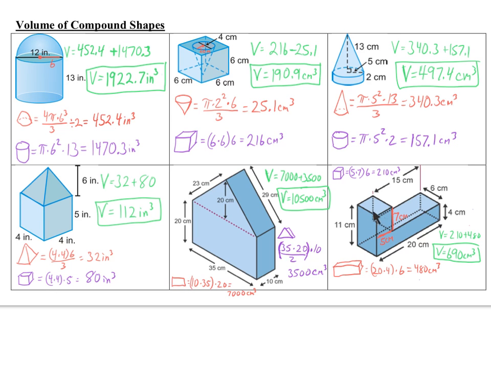So again, I found the volume of this little box right there. And then this big, long, skinny box, well, 20 times 4 is the front, and then multiply by 6, because that's how deep it is. So I take these two volumes right here, and I get 690 cubic centimeters. So look for the different shapes that form it, find the volume of each shape, and add or subtract them depending on what's happening.